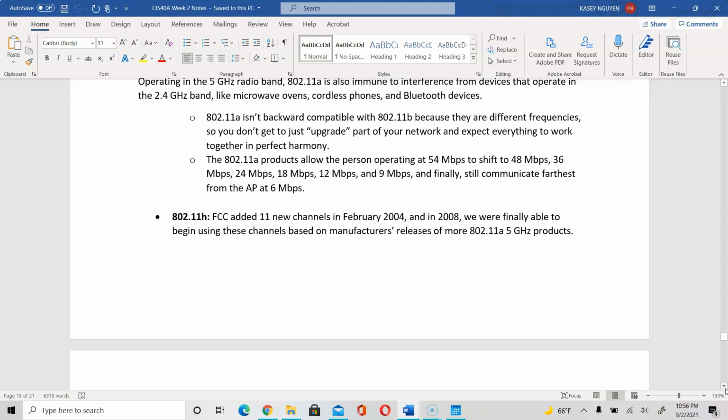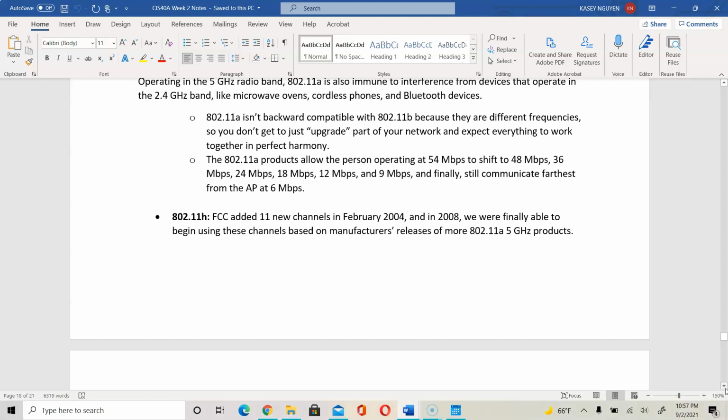So for 802.11a, the products were operating at 54 megabit per second and also shift to 48 megabit per second, and less than that 36, 24, 18, 12, and 9. And so the farthest access point will be communicating at 6 megabit per second.